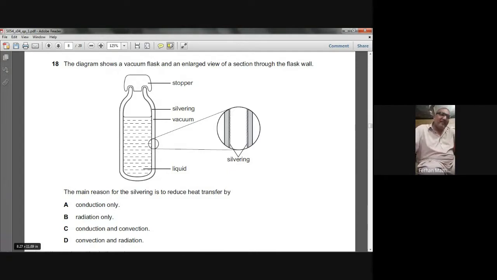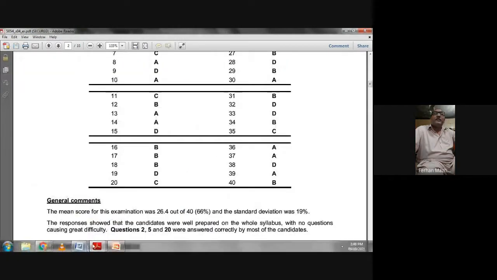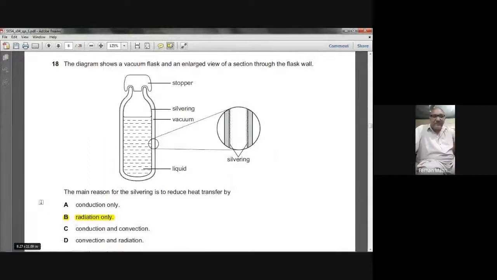So I think this is the answer. Let me check. 18, B is the answer. Okay.